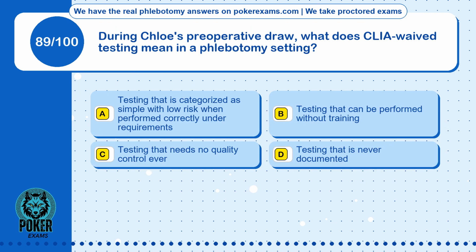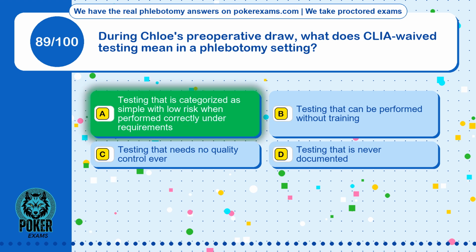Question 89. During Chloe's preoperative draw, what does CLIA waived testing mean in a phlebotomy setting? Option A, testing that is categorized as simple with low risk when performed correctly under requirements. Option B, testing that can be performed without training. Option C, testing that needs no quality control ever. Option D, testing that is never documented.